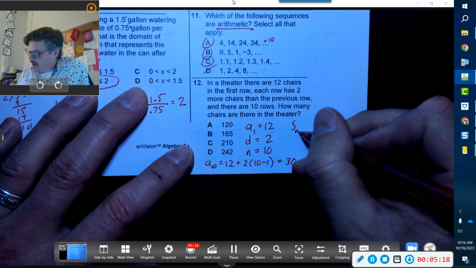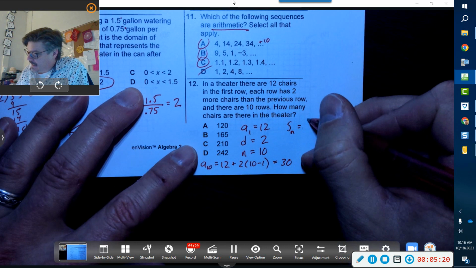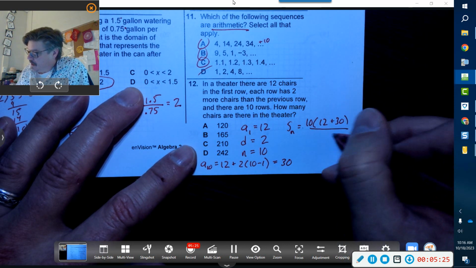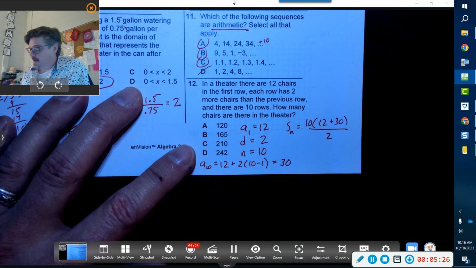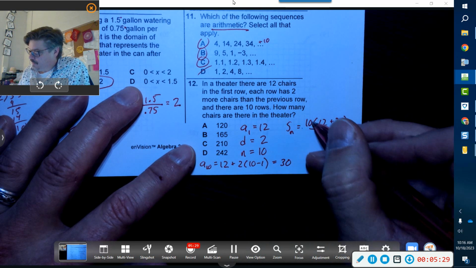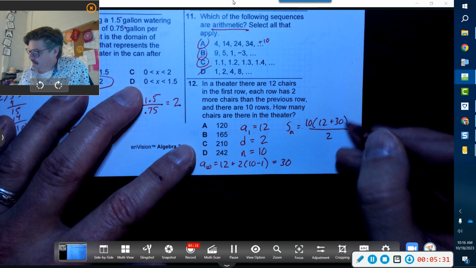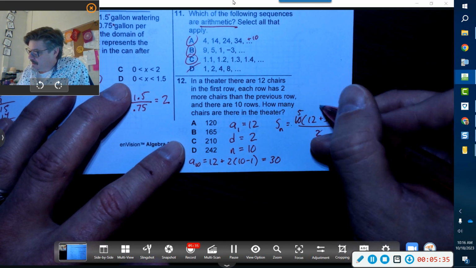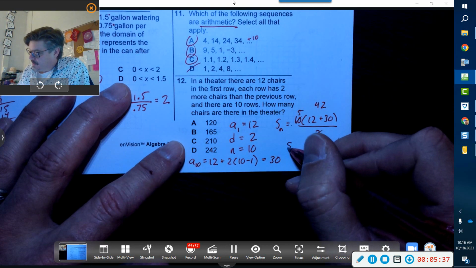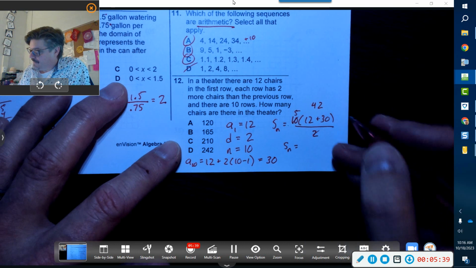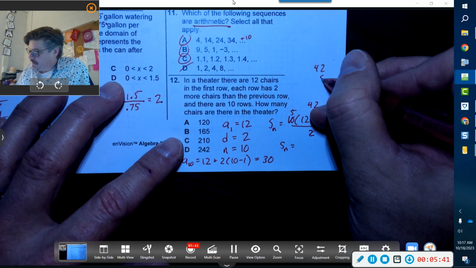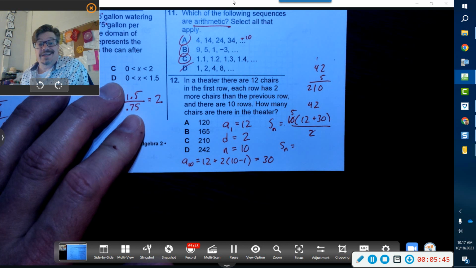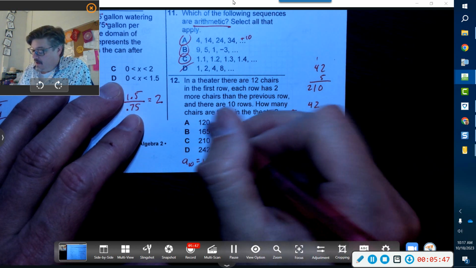So now to add them all up, I've got a 10, I start with 12, I go to 30. My formula tells me to divide by 2. Now I do know that 2 and 10, I can actually abbreviate that. That'll go in there 5 times. So that's going to be 42. So the total sum is 5 times 42. 42 times 5 is 210. So 210 chairs in that theater. All right.